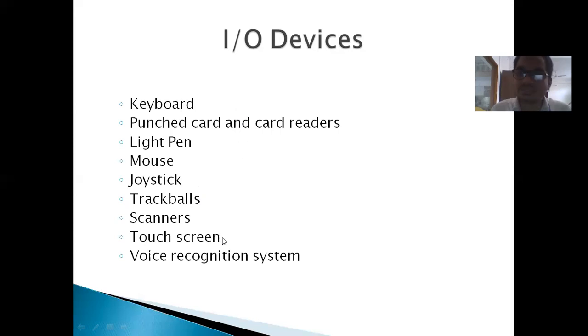Touch screen is an input and output both device. Voice recognition system, input device. Monitor and printer are also there for the output device. Okay, so input and output devices are these.